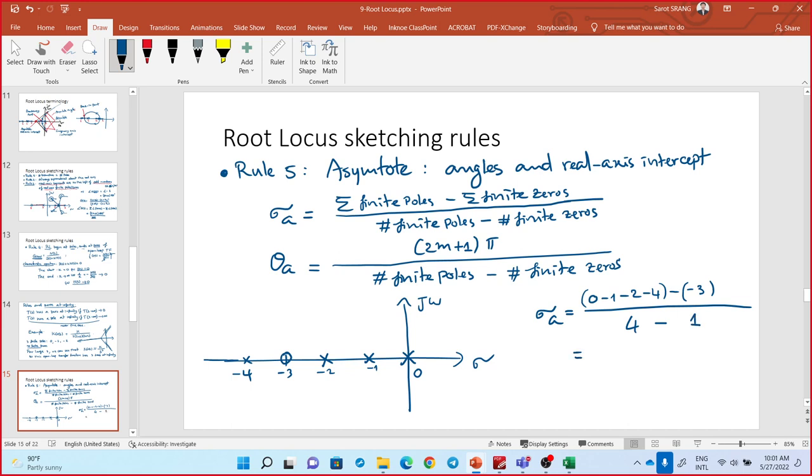So I have minus 7 plus 3, so minus 4, minus 4 over 3. So minus 1.3, so minus 1 and 0.3 around here. Minus 1 plus 1/3, so around here. This is sigma a.